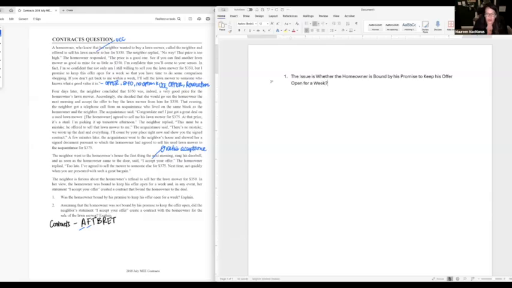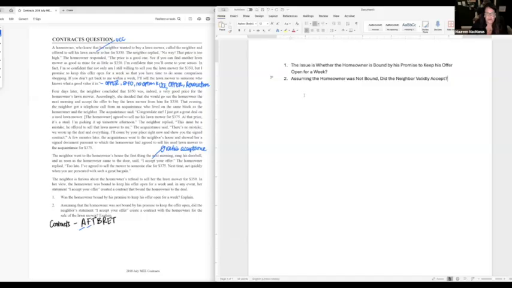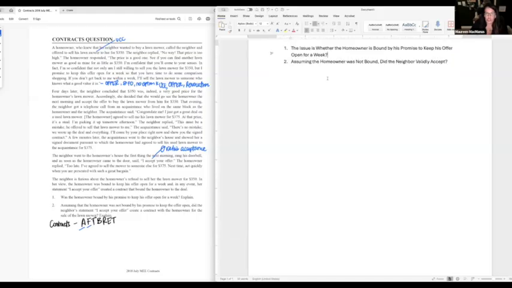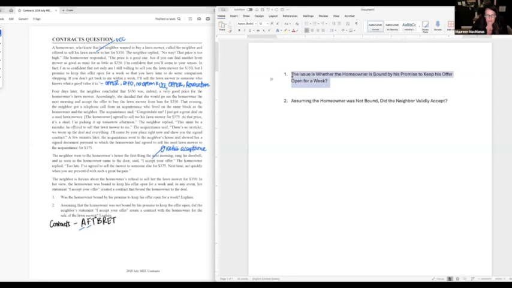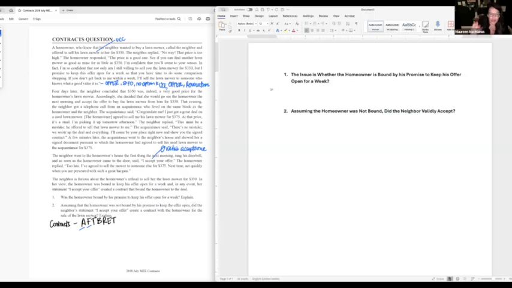Okay. And two, assuming the homeowner was not bound, and I'm not going to write the whole thing, did the neighbor, I'm just going to paraphrase it, validly accept. Okay. So put that. And then let's put our issues in. So I put my headings in, or my questions in, just to break things up, which you don't totally have to do. If you're someone that runs out of time, we can talk in the class about how to shorten that a bit. But let's assume that we've got the time here.